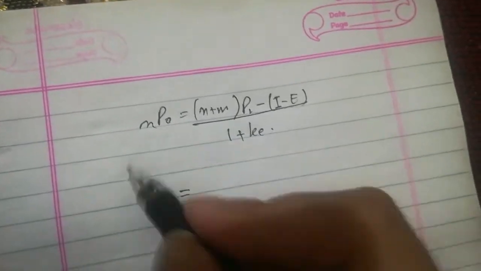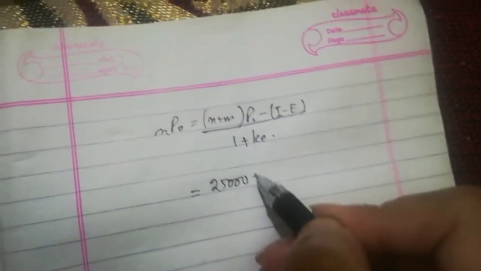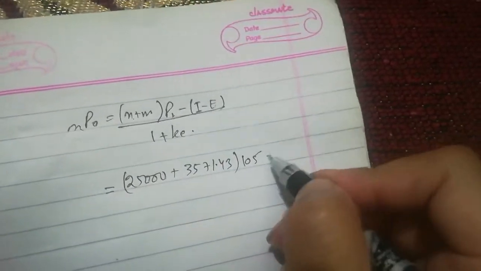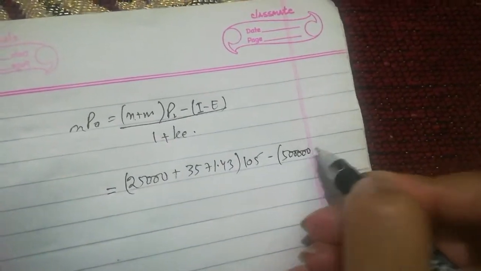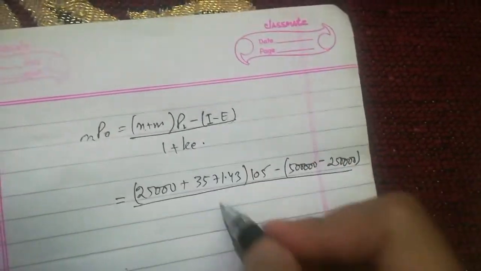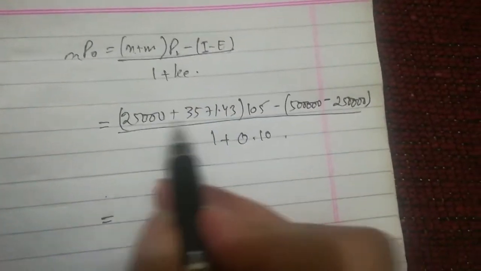Now everything is already found, and it's given in the question, that is 25,000 plus M. You just got it, 3571.43. Then bracket, then P1 we found 105 minus I is given in the question, that is 5 lakh, and E is given in the question, that is 2,50,000 by 1 plus KE, which is 10%. So equals to, now solve this. You add this 2 first.